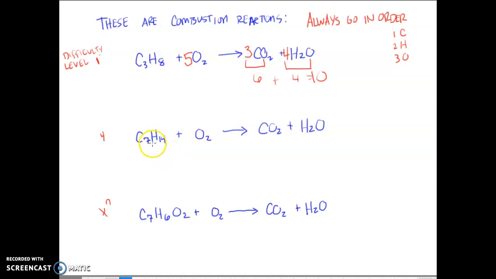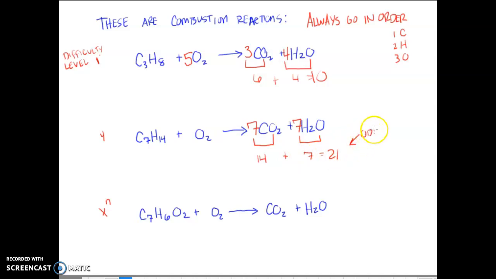Anyway. Same process here. You're going to start with carbon first. We have 7, so over here I put a 7 to make 7 carbons. And I have 14. 14 divided by 2 is 7, so we're going to put a 7 there as well. So we have 7 and 7. Now, count your oxygens. You have 14 and 7. Add those together, you get 21.